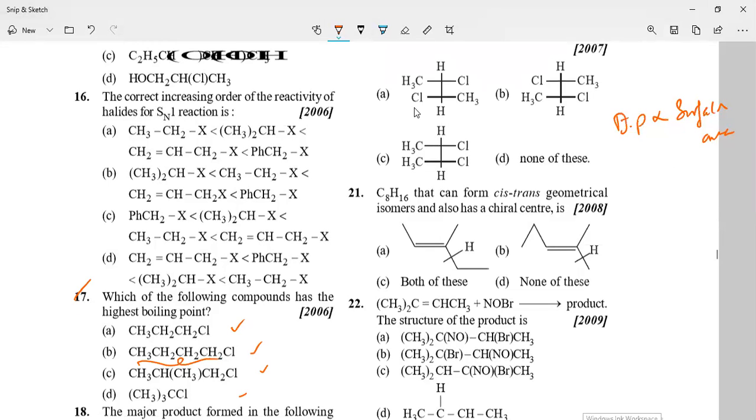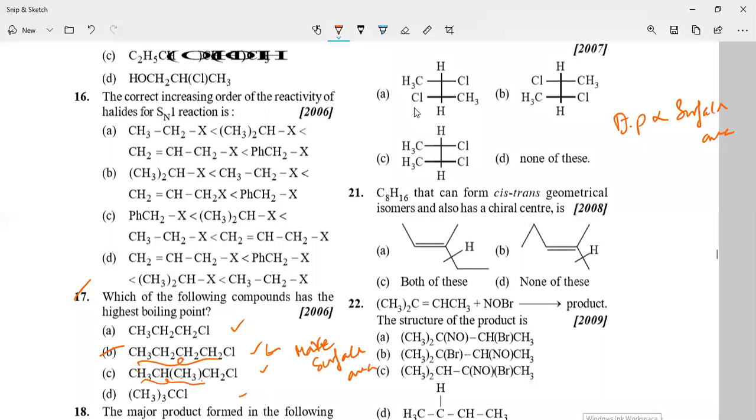Okay. So this is a 3-carbon chain only. Don't think this is a 4-carbon chain. So they made it for confusion. This is 3-carbon chain only: 1, 2, 3, and this is a CH3 substituent. This is a 4-carbon chain. So this is having more surface area. So more surface area means more boiling point. So option B is correct in this case.